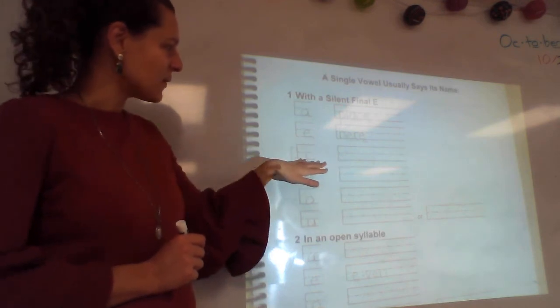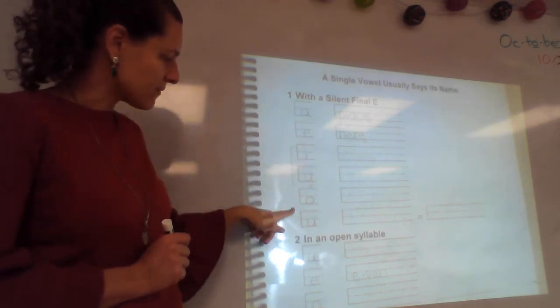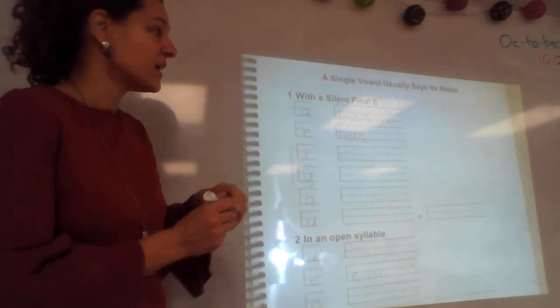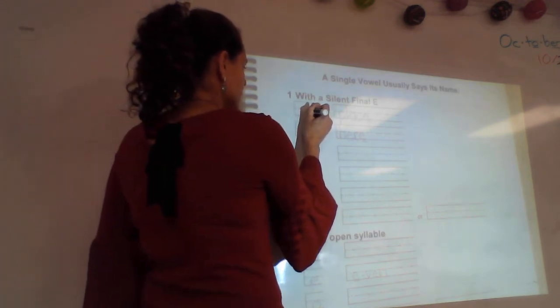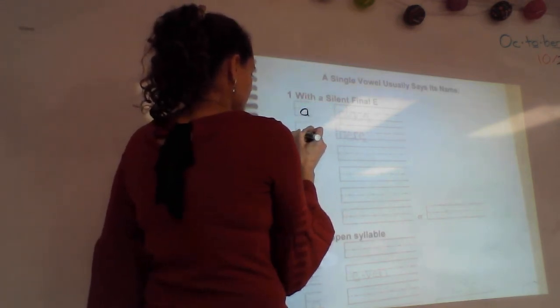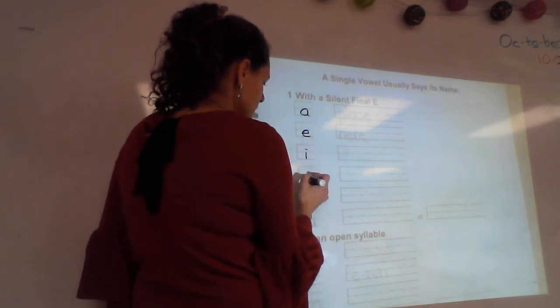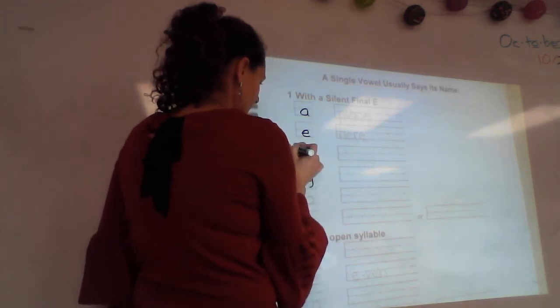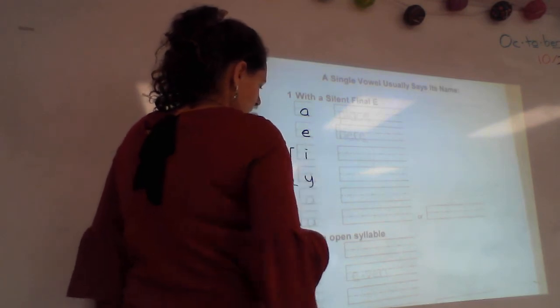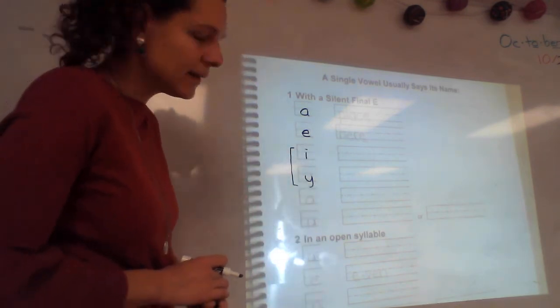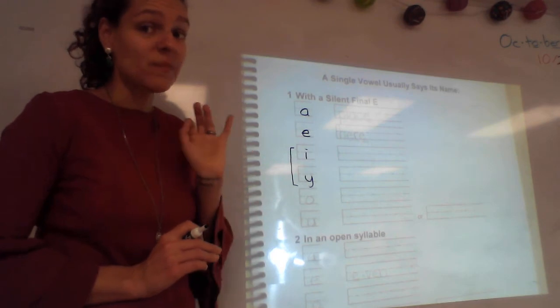So we're just going to go ahead and hopefully we have our vowels written in here. If we don't, we'll go ahead and write them in now. And remember, we almost always in our notebook put I and Y together in this bracket. That's because they make the same vowel sounds.